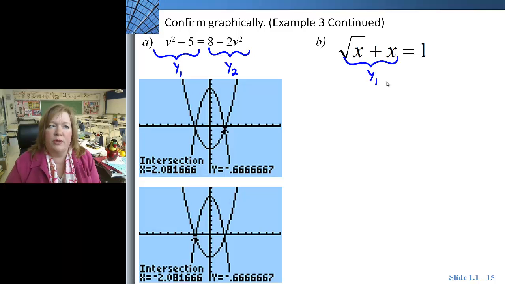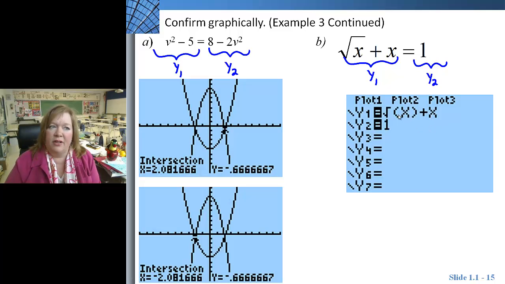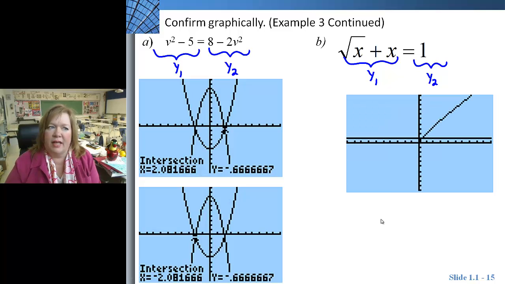If we do this one, we're going to put square root of x plus x in for y1 and 1 in for y2. Remember, this gives you a horizontal line. And if I look, the square root function kind of looks like a line. The window was already set to standard. I could zoom in here so you could see the curve a little bit, but all I need is the intersection, so I don't care about that.